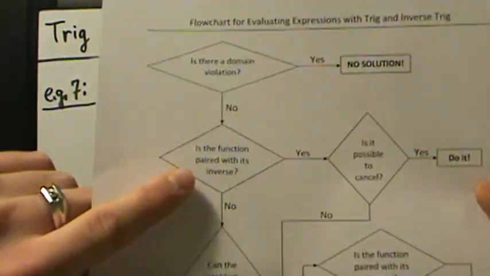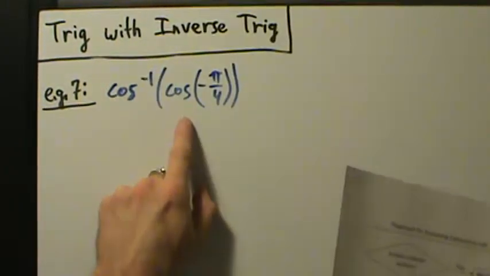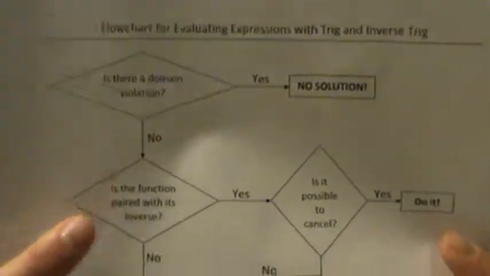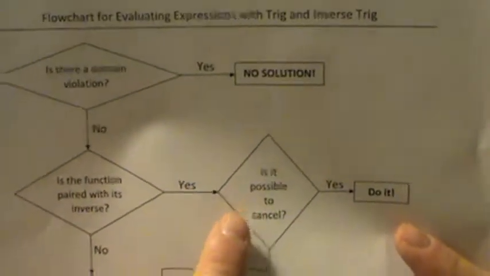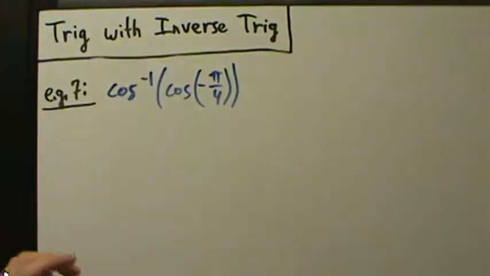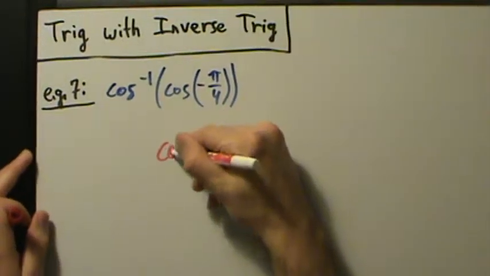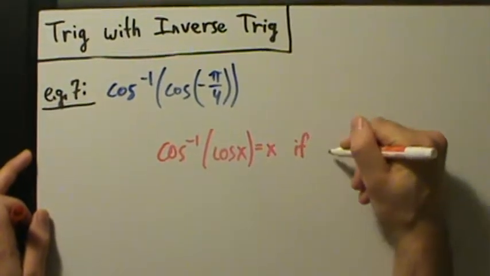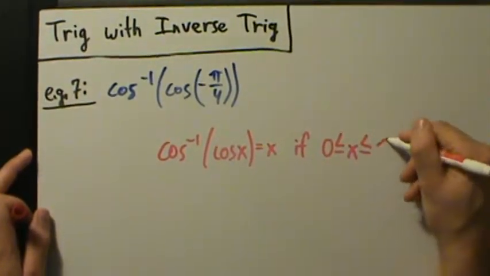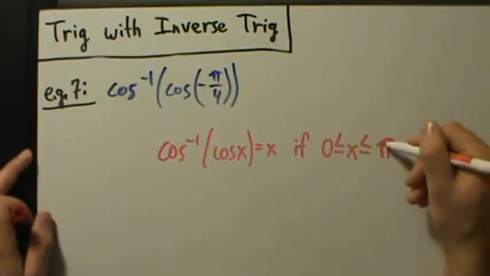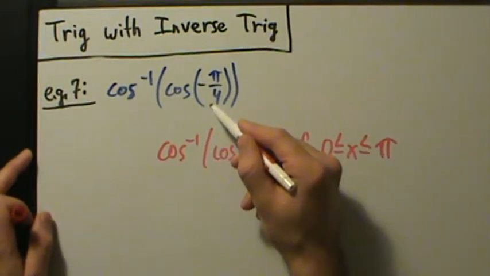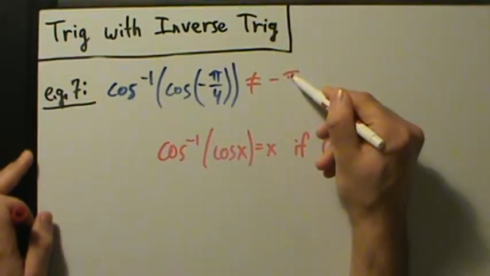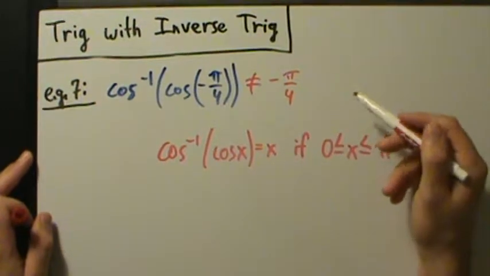Is the function paired with its own inverse? Yes. Cosine is paired with inverse cosine. So yes, the function is paired with its own inverse. Is it possible to cancel? Well, let's see. What was the rule for canceling with cosine? Inverse cosine of cosine of x equals x if 0 is less than or equal to x is less than or equal to pi. But notice negative pi over 4 is actually not between 0 and pi. So this is not going to be equal to negative pi over 4, so we cannot cancel like that. That's not okay, not going to happen.